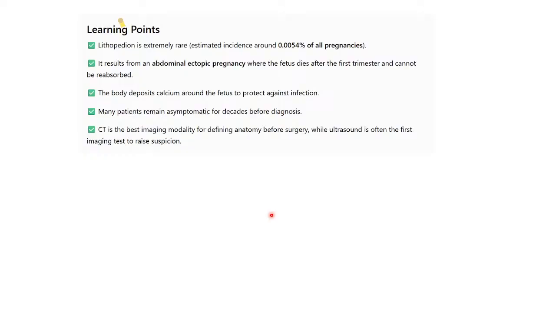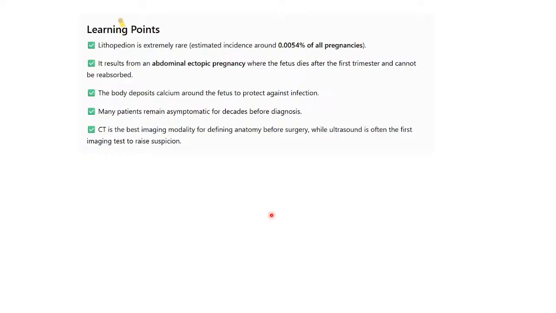So you see how good the body is, a self-preservatory method. It deposits calcium around the baby because the baby is a foreign body, so that it doesn't cause inflammation in the surrounding tissues. Many patients remain asymptomatic for decades before diagnosis. CT is the best imaging modality for defining anatomy before surgery, while ultrasound is often the first imaging test to raise suspicion. Ladies and gentlemen, this is one of the most fascinating cases ever.